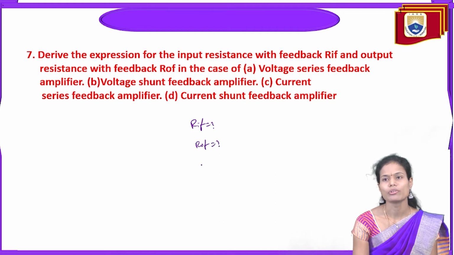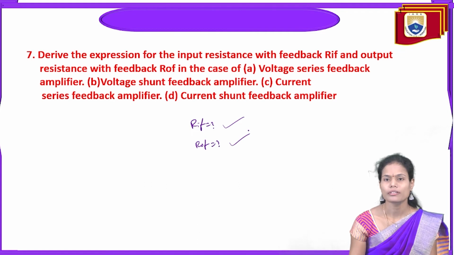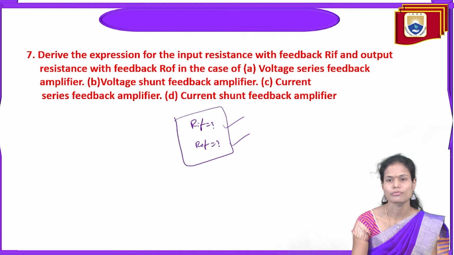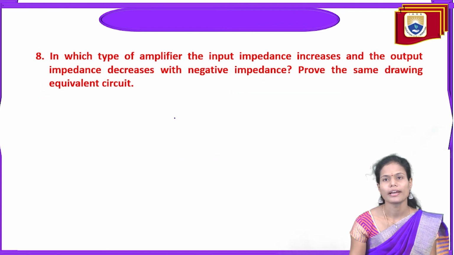In the case of voltage series amplifier as well as all the feedback amplifiers, we have to find the input and output impedances. So here we have to take all the topologies networks and we have to take the formulas of all the topology feedback networks, then find the input output resistance values. And next, in which type of amplifier the input impedance increases and the output impedance decreases with the negative feedback. Prove the same drawing equivalent circuit here.